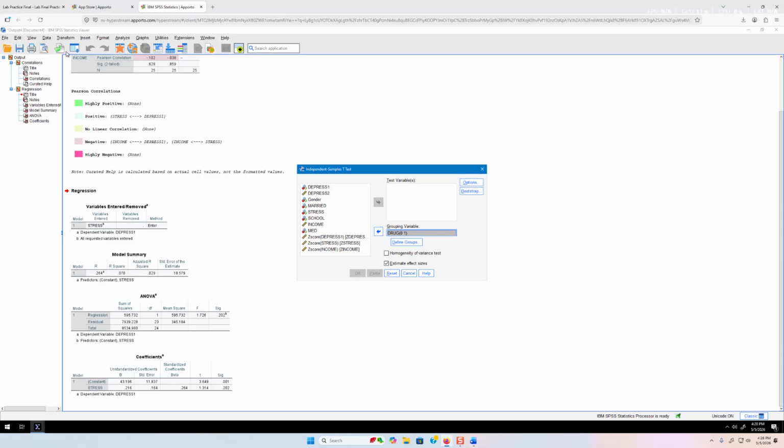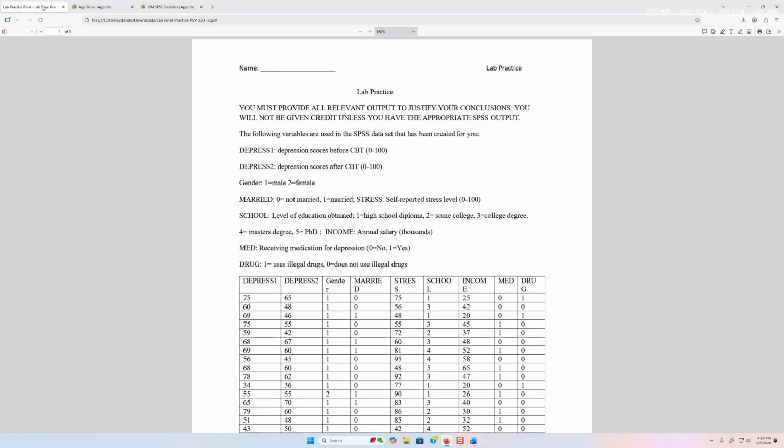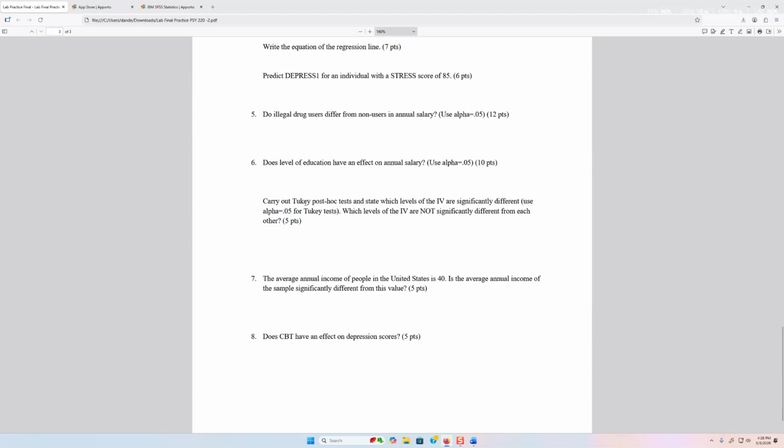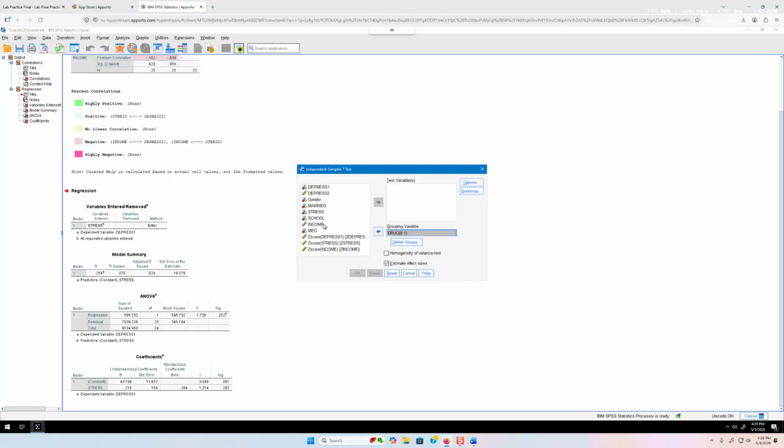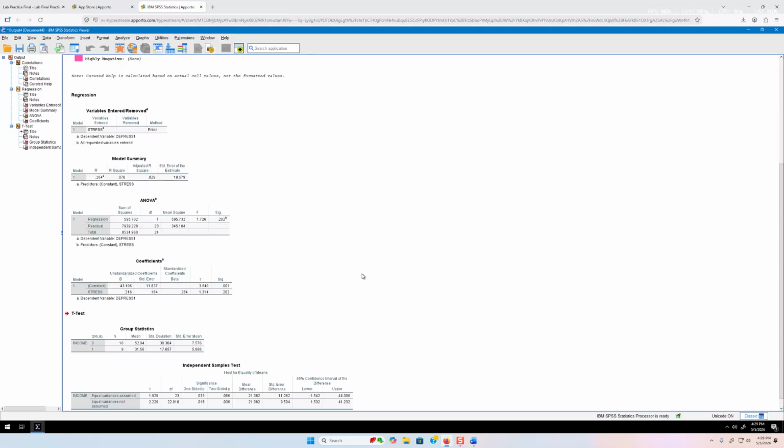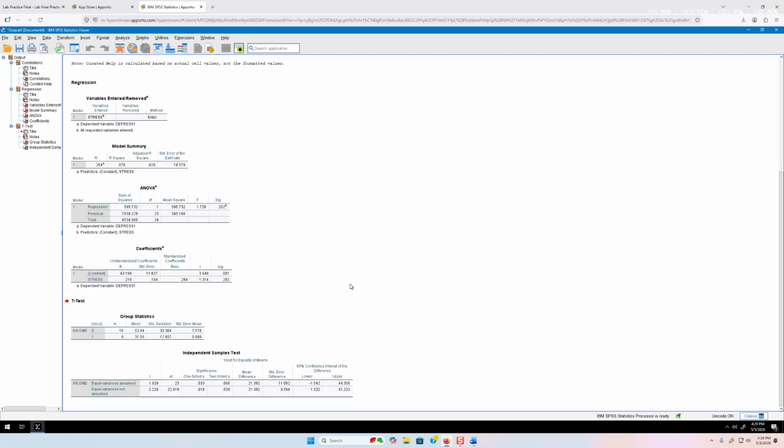And we're looking at income, right? We're looking at annual salary. So we're looking at income. Income is my test variable, the dependent variable. I don't need effect sizes. Homogeneity variance test, I don't like that, so don't check that off. That's Levene's test. Hit OK. Here's our t-test.